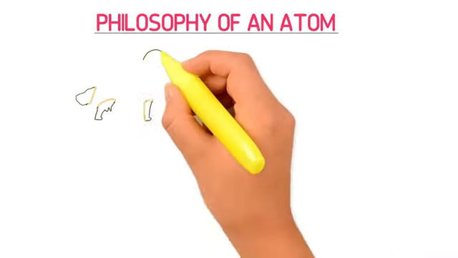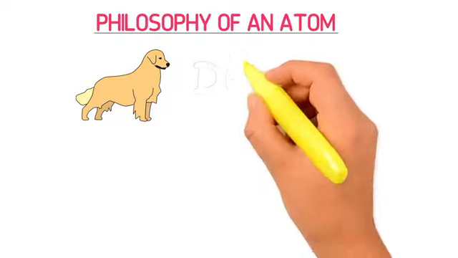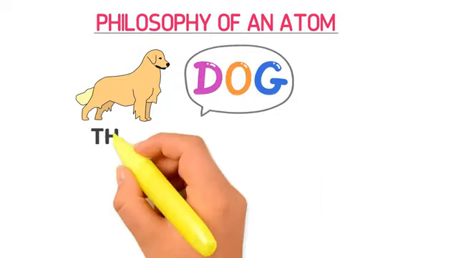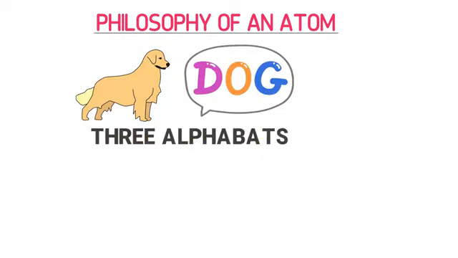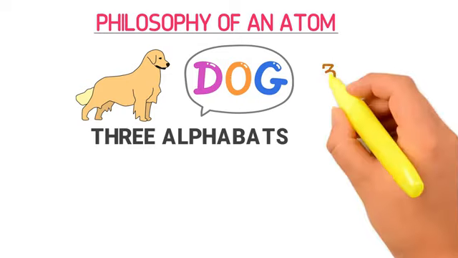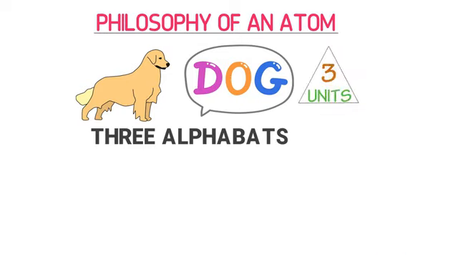Now, understanding the philosophy of an atom. Consider a dog. We know that the word dog is made up of 3 alphabets, D, O and G. Let's say that there are 3 different units that are making the word dog. D is different from O and G is different from D. But overall, they make a single word, dog.